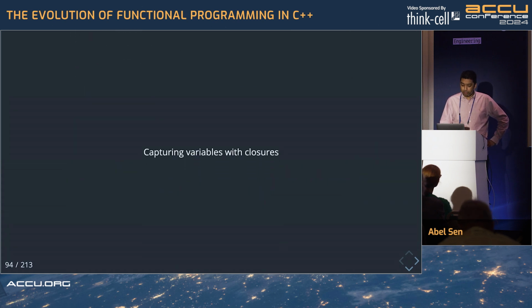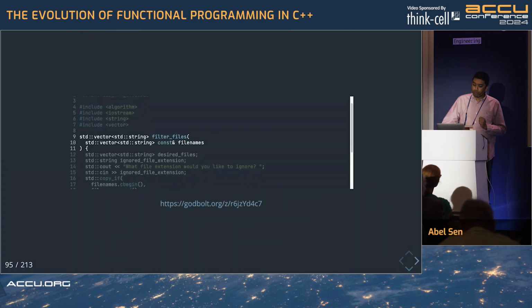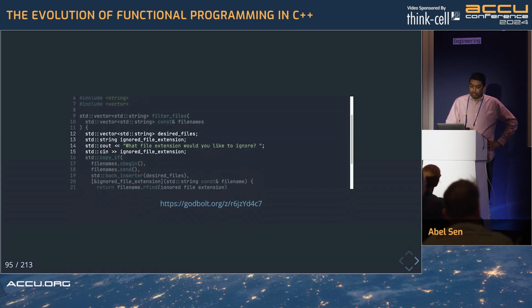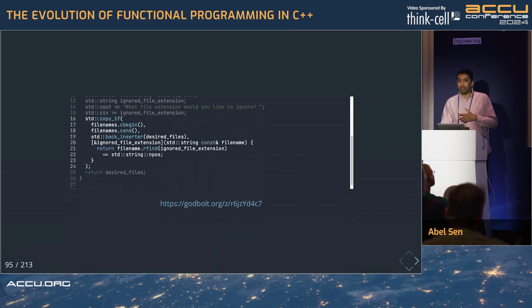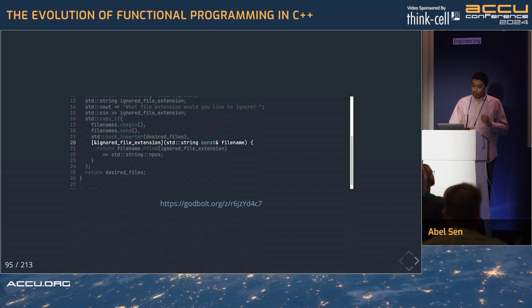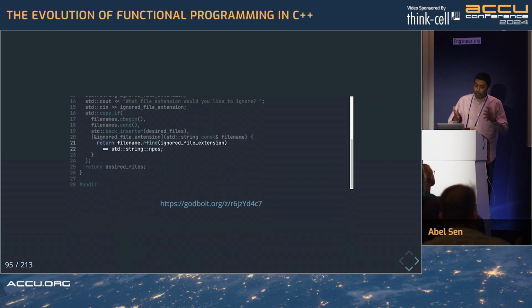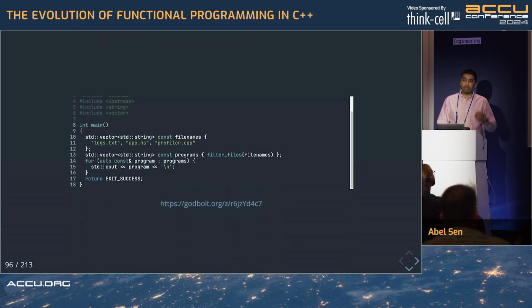We can go further and actually capture variables with closures. Here I've refactored the previous example into another function. filter_files takes in the std::vector of strings and outputs the filtered list. Now, this is not necessarily best practice, but just to illustrate the dynamism possible, I'm asking the user at runtime what their choice of ignored file extension is, and I'm storing it into a local variable called ignored_file_extension. Then once again I'm calling copy_if, but this time in my lambda I'm capturing the value of that variable by reference so that I can use it in the body of my lambda. Once again, I'm comparing that extension to the string to make sure it doesn't end in it. In our main function, as long as the user enters .txt for the ignored file extension, the result will be exactly the same.